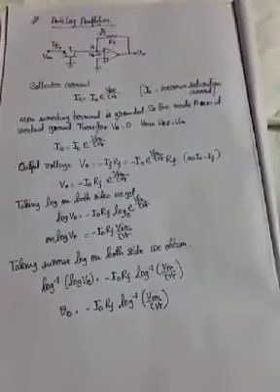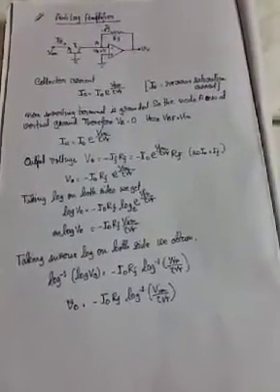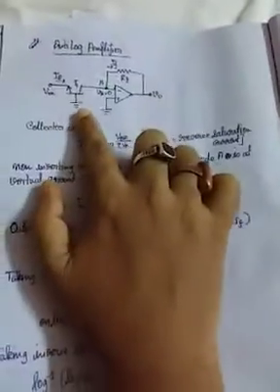In the previous class, we already discussed the logarithmic amplifier. Today we will discuss another operation of the operational amplifier, that is the anti-log amplifier. Here is the circuit diagram of the anti-log amplifier.